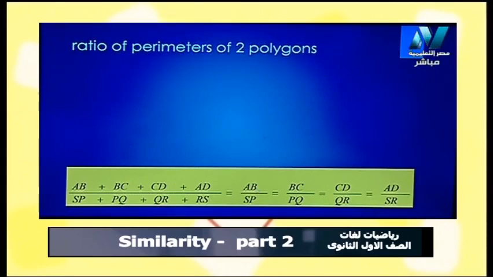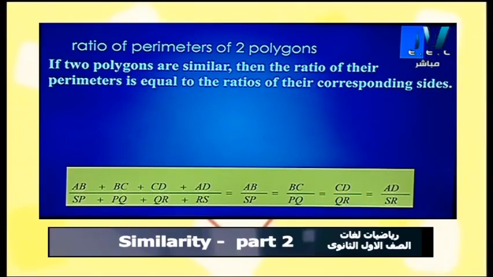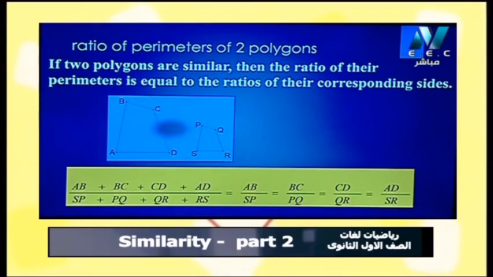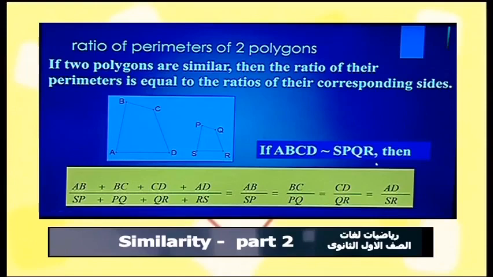We have another slide, which talks about the ratio of perimeters of two polygons. If two polygons are similar, then the ratio of their perimeters is equal to the ratio of their corresponding sides. We have here two polygons, ADCB and SRQP. If we add AB plus BC plus CD plus AD over SP plus PQ plus QR plus RS, it gives the same ratio, which will be equal to any ratio of the similar sides.